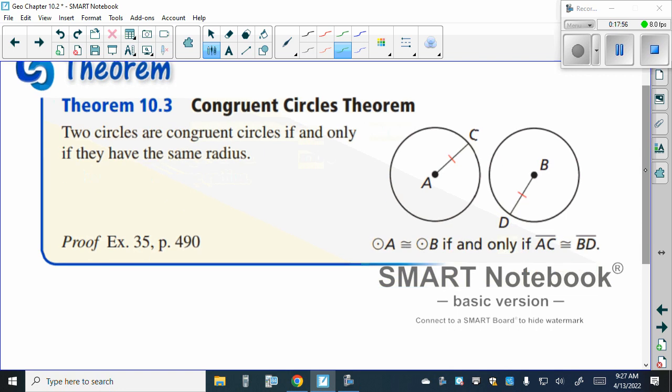Congruent circle theorem. Ready? Two circles are congruent if and only if they have the same radius. If they have the same distance from the center of the circle, then they have to be the same. Because how did we define a circle? A circle is the set of all points on a plane that are equidistant from a center. So if they have the same radius, well, they have to be the same.